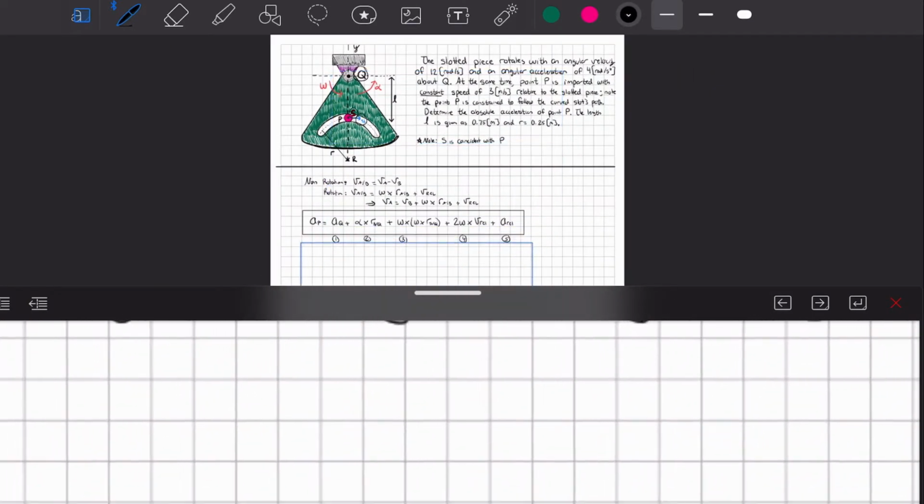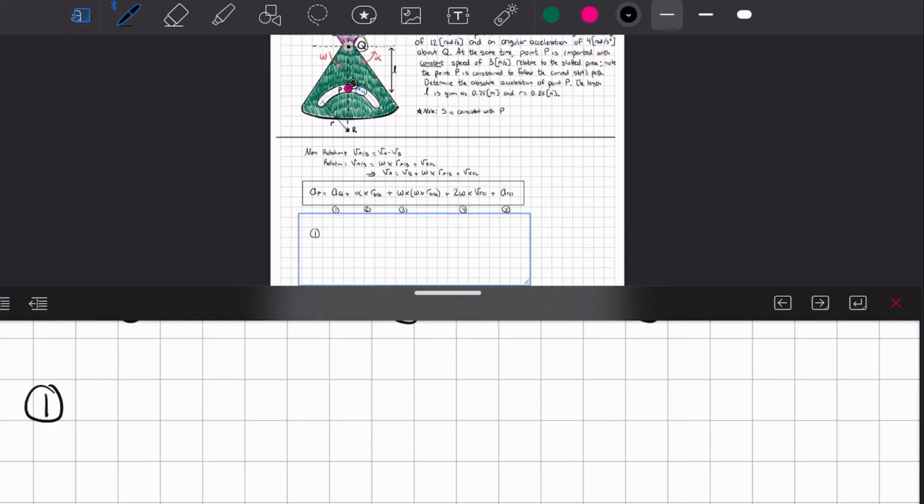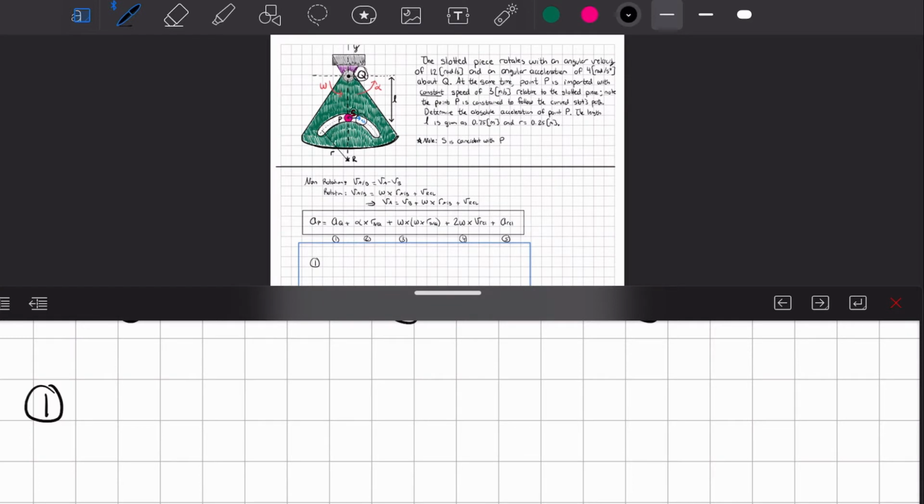Okay? So let's just start with 1. What is the absolute acceleration of Q? I hope you said that it's 0, because that entire slotted mechanism is rotating about Q. It actually has no translational acceleration at all. So we'll have that a_Q is 0.